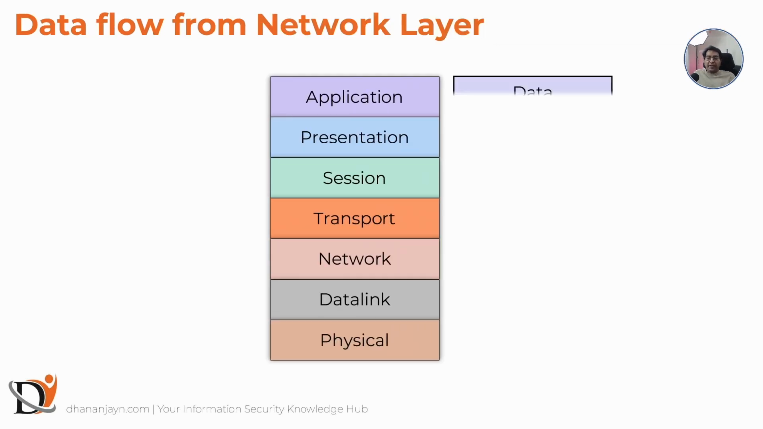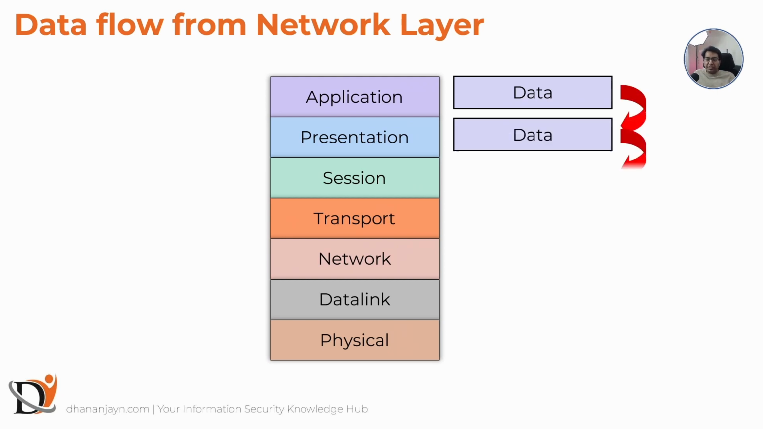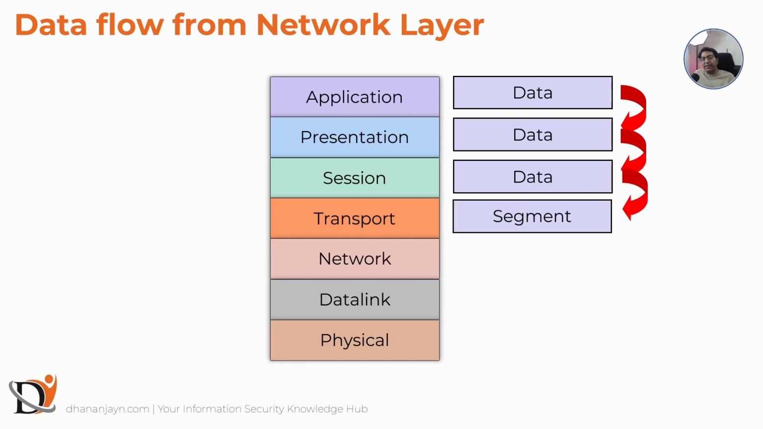So data at the application layer moves to presentation, then subsequently the session layer, then the transport layer. The data is in the form of segment. Now at the network layer, as we discussed, segments are attached with a network header. As we know, source IP, destination IP, right?